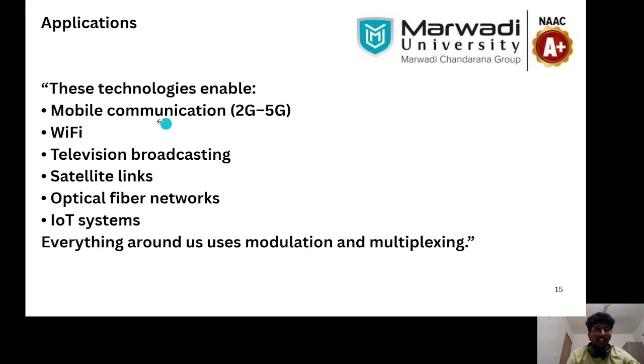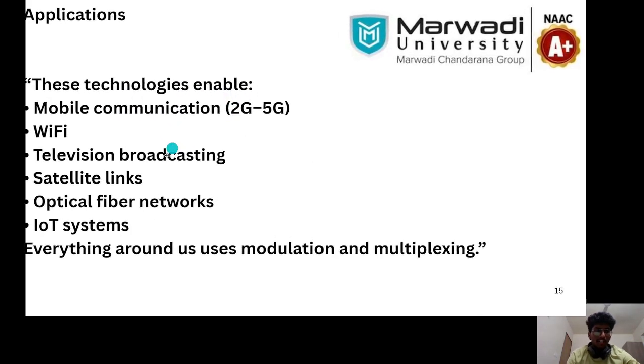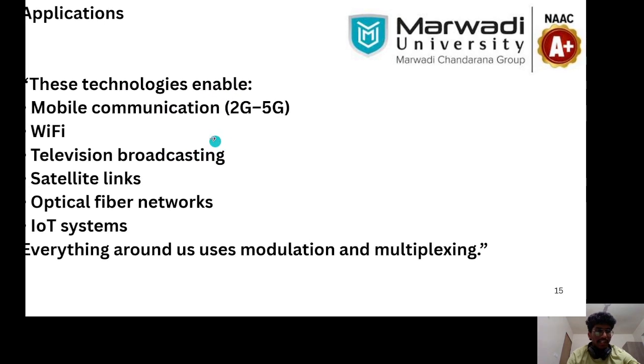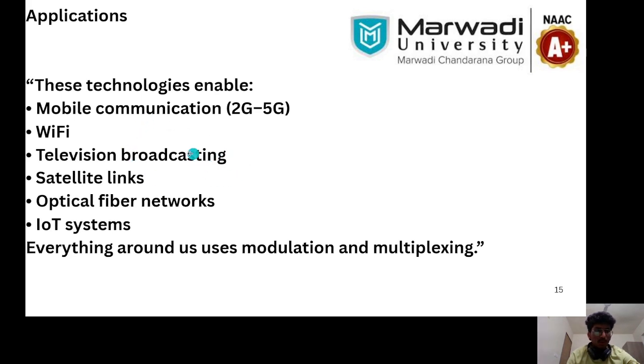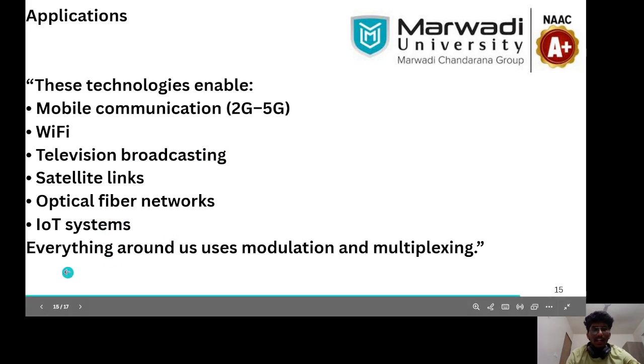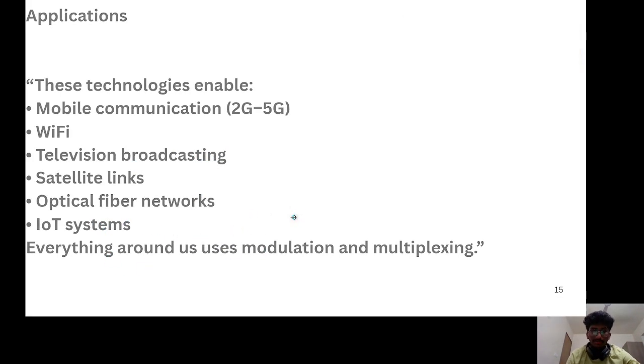And here are the applications. This technology enables mobile communication 2G to 5G, satellite communication, radio broadcasting, TV broadcasting, Wi-Fi and Bluetooth, optical fiber networks, and IoT systems. Everything around us uses modulation and multiplexing.